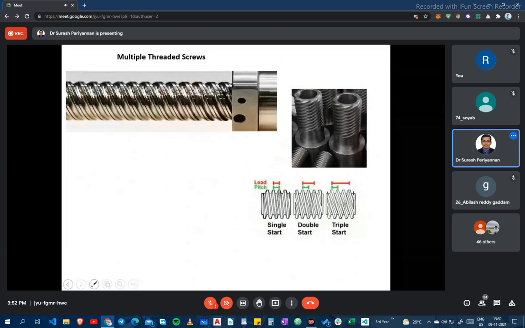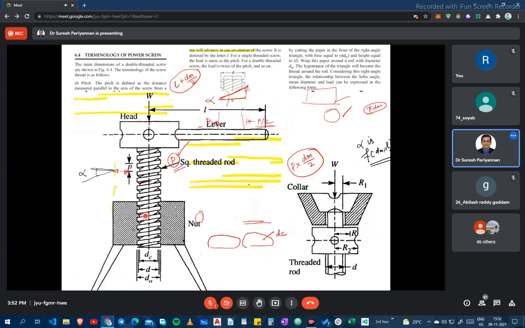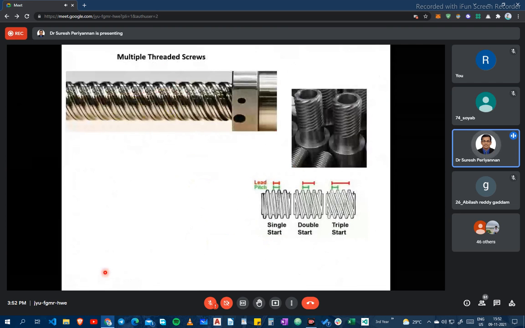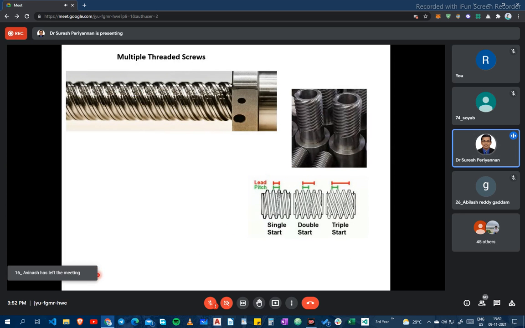Now I come to multiple threads. As of now, we only discussed single threads. Anyway, we are not going to discuss multiple threads in much detail. First we have to understand where we are using them. Multiple threaded power screws are used in certain applications where a higher traveling speed is required. In that place we are using multiple threads.